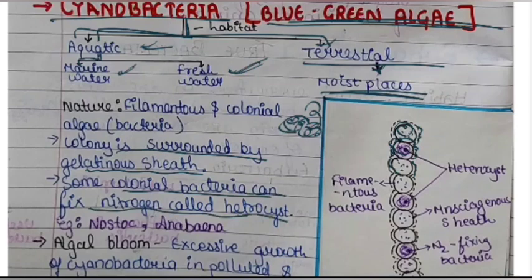Now some bacteria also help in the fixation of nitrogen, such as heterocysts. So in the diagram we can see the filamentous bacteria. These all are different bacteria present in the form of filament here. These are the heterocyst bacteria which help in the fixation of nitrogen, such as Nostoc and Anabaena.